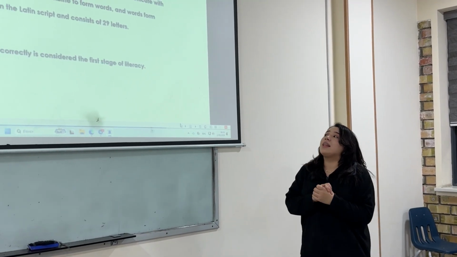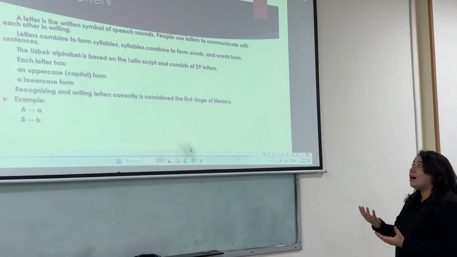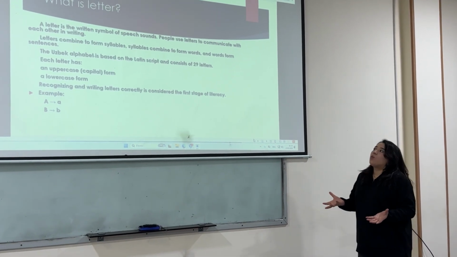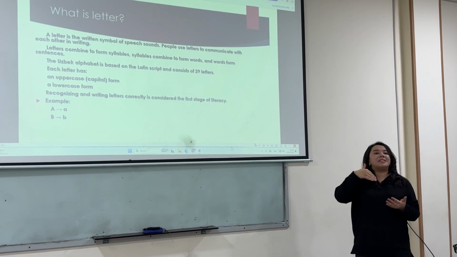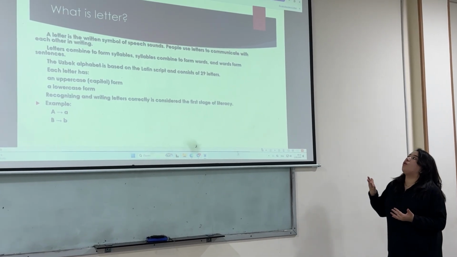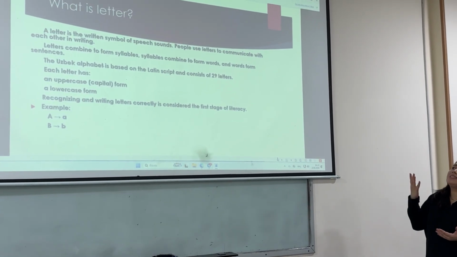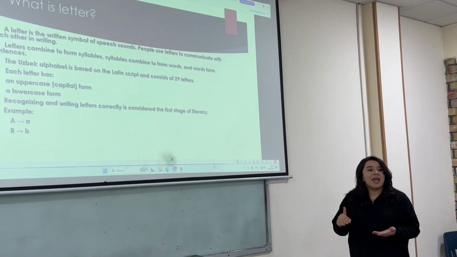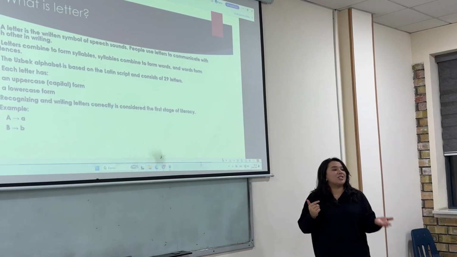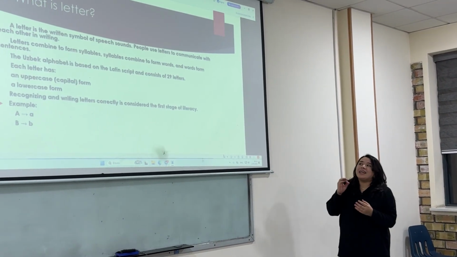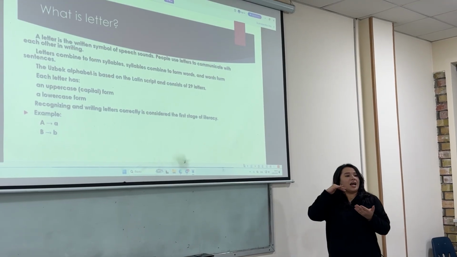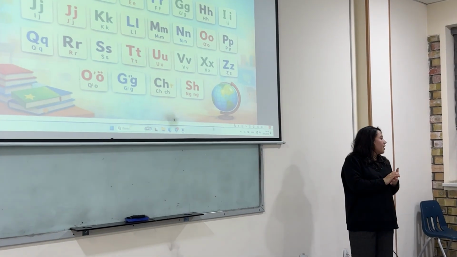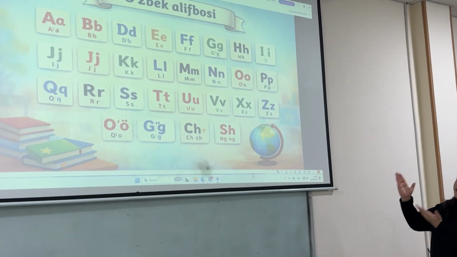Let's learn about it. A letter is a written symbol of speech sounds people use to communicate with each other in writing. Letters combine to form syllables. Syllables combine to form words, and words form sentences. The Uzbek alphabet is based on Latin script, and as you mentioned, it has 29 letters. Each letter has an uppercase, which means capital form, and a lowercase form. Well, this is our Uzbek alphabet.